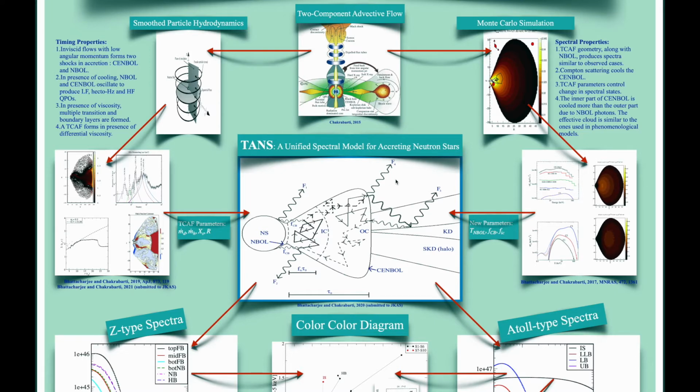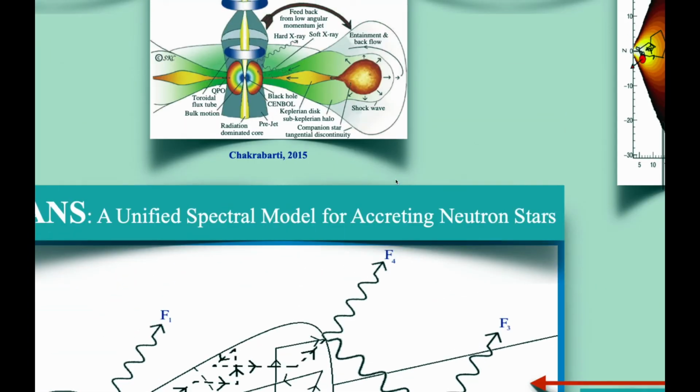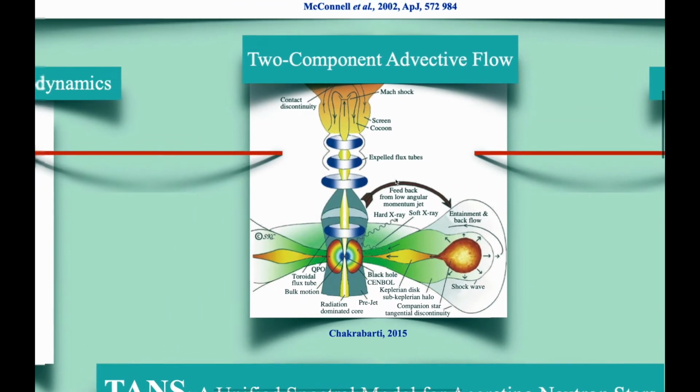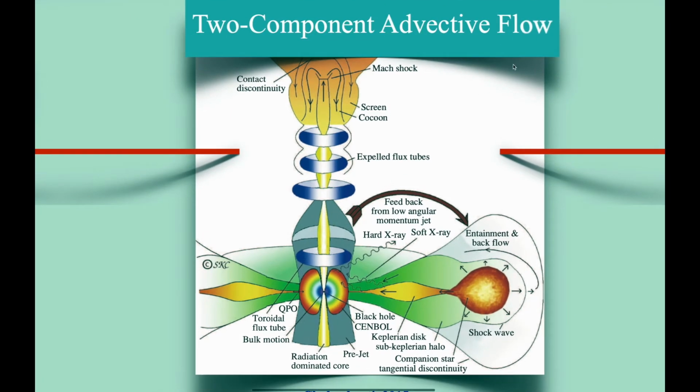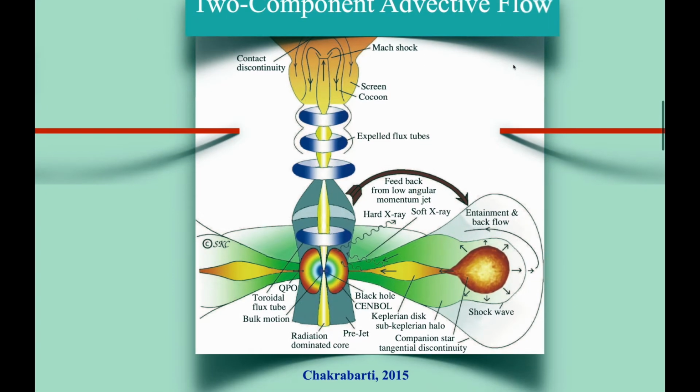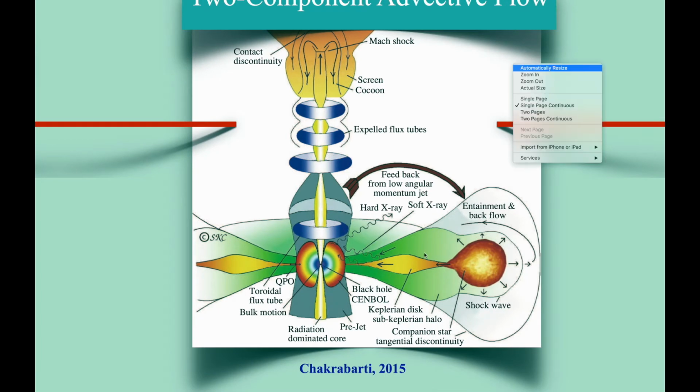Now, for black holes, we do have a solution which addresses spectral and timing properties simultaneously, namely the two-component advective flow solution. It was given by Chakrabarti and Titarchuk in 1995. This is a schematic taken from a 2015 review article. Here, the components are the disk, which is a viscous component along the equatorial plane, supplying the seed photons in blackbody.